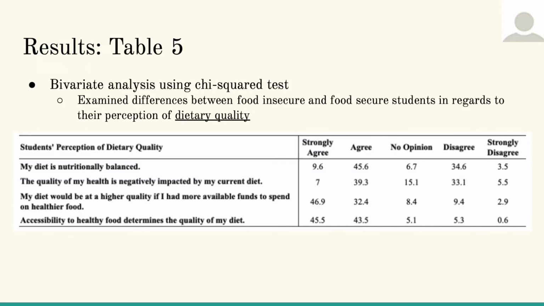Students were asked questions regarding their current dietary quality and eating habits on a Likert scale, ranging from strongly disagree to strongly agree. The chi-square tests were used to examine whether there are differences between food insecure students and food secure students concerning their responses to these perception questions. The test revealed a significant difference between these two groups, p-values ranging from 0.0 to 0.01, as shown on Table 5 and 6. This suggests that food insecure students feel that the status of their food insecurity determines if their diet is nutritionally balanced.